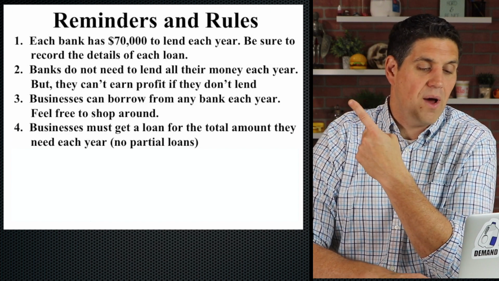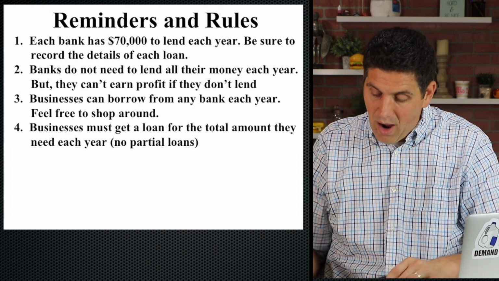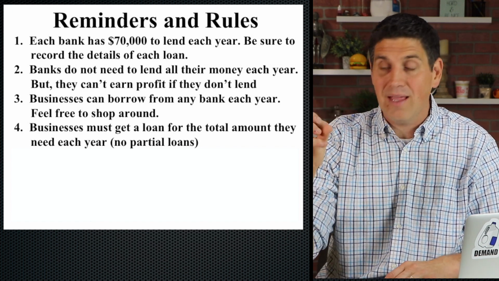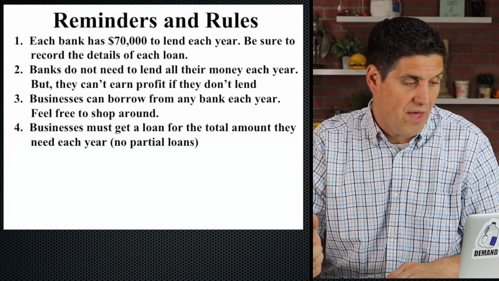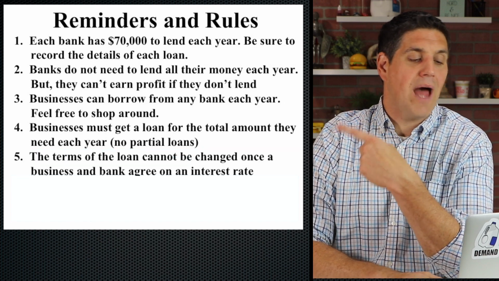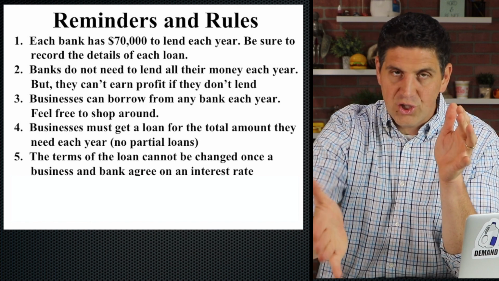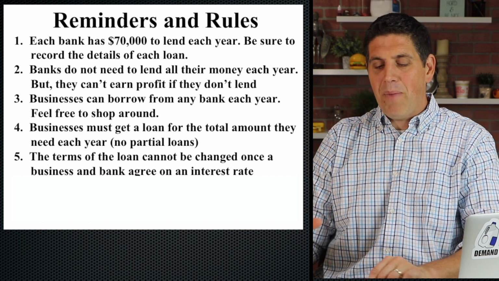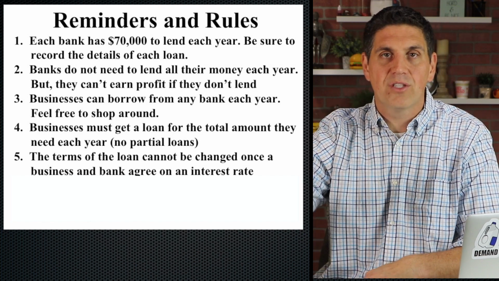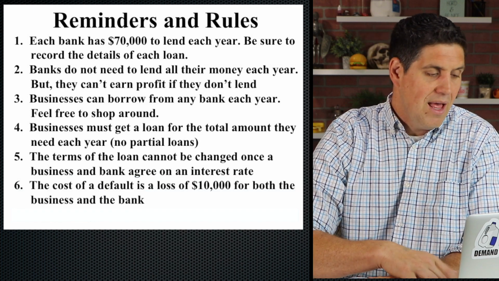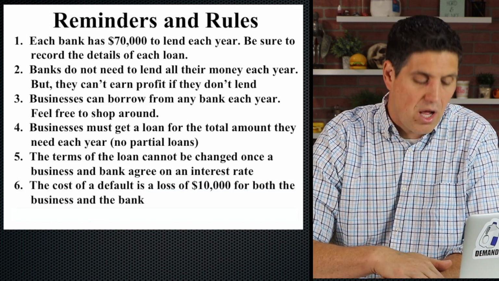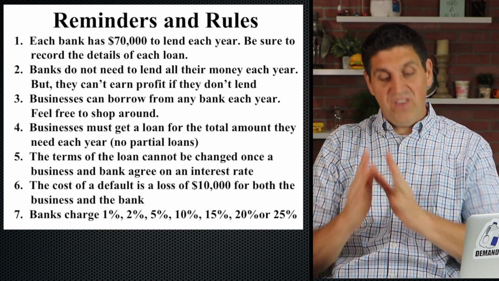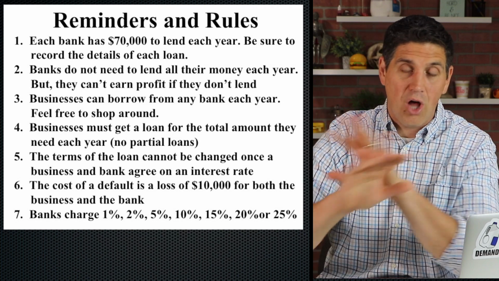Businesses must get a loan for the total amount that they need. So if you are Thunderwear and you need $30,000, you need to get $30,000 from a bank. You can't get 15 from one and 15 from another. Next one, the terms of the loan cannot be changed once the bank and the business agree. Once you shake hands, the deal's done. So if you're a business, don't go off to another bank and try to get a different loan. And if you're a bank, you can't say, oh no, we're not going to lend to you anymore, we're going to go to somebody else. Once the deal's done, you record it, it's done. And then right here, the cost of default is $10,000 for the business and the bank. And again, there are set interest rates, 1, 2, 5, 10, 15, 20, and 25. Nominal interest rate is all banks can charge.